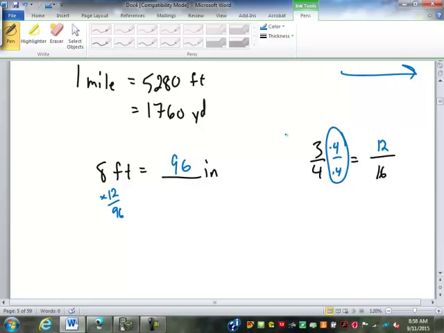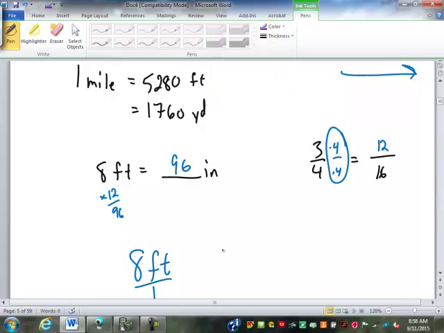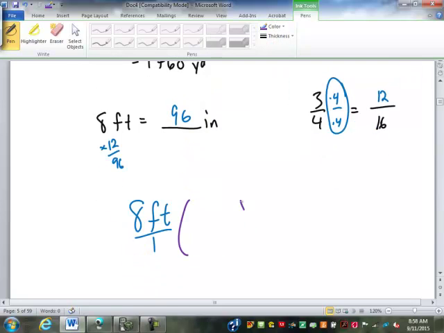For measurement conversions, we're going to use a unity fraction as well. It's just going to look a little different. So I'm going to make the 8 feet into a fraction by just putting 8 feet over 1. Now the unity fraction I'm going to use is going to look like this. I'm getting rid of feet, so I'm going to put feet on bottom. And I'm going to inches, so I'm putting inches on top. And my relationship between feet and inches is 1 foot is 12 inches.